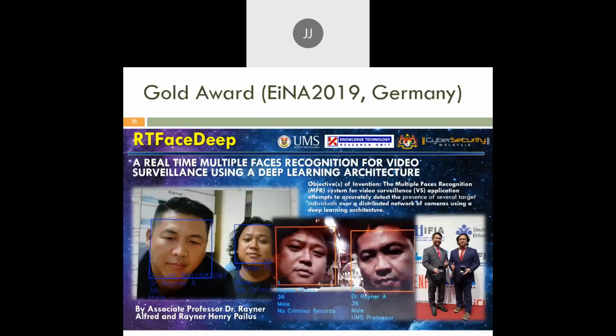And lastly, this is our long project. We use a deep learning architecture in order to learn the recognition. For this one we got so many awards. In Germany, a gold award, and also in Canada, in KL, and so on. This one we worked on with cybersecurity. All the projects that we're dealing with involve images, big data.